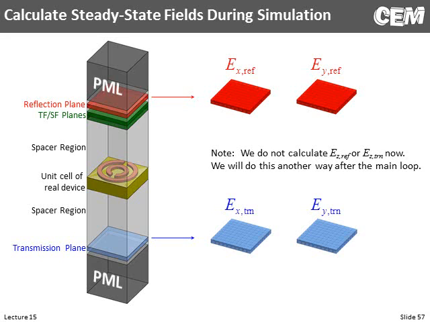So here's how we calculate the reflectance and transmittance. We go back to our grid scheme, and we have our reflection record plane, and we calculate EXREF and EYREF. So these are going to be FFTs that we've been calculating during the simulation, and in the end we have a steady state field EX and EY in the reflection plane, and then the same thing on the transmission plane. So we've calculated the steady state fields in the cross sections of the grid, one in the reflection record plane and one in the transmission record plane.